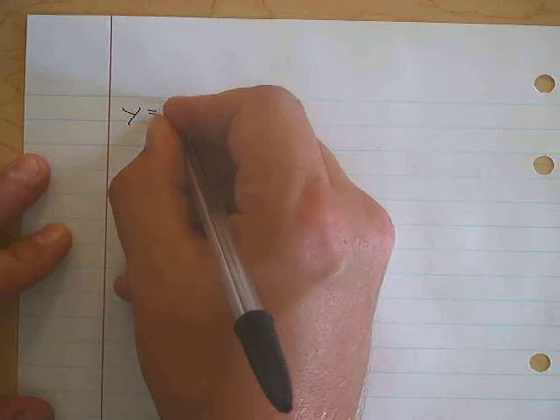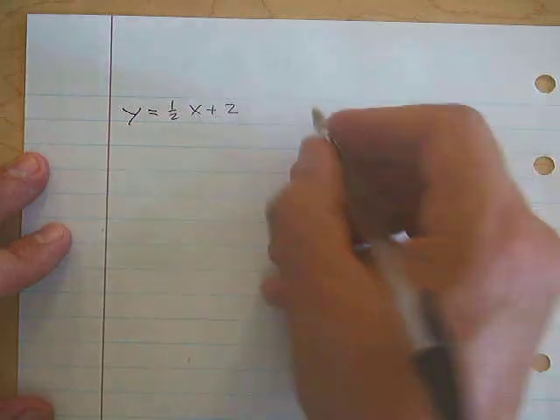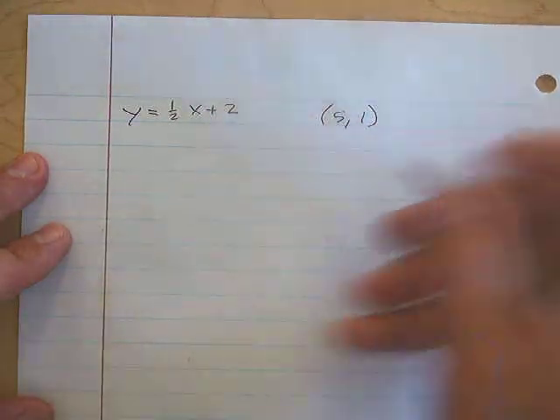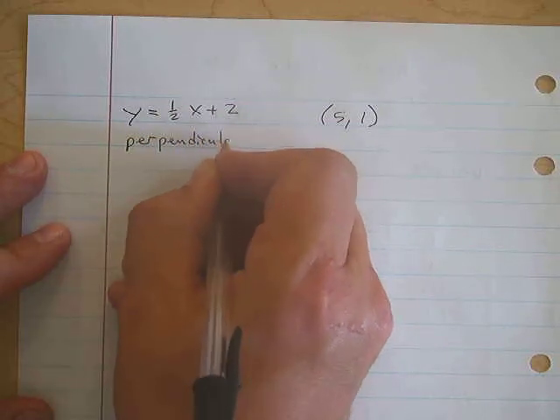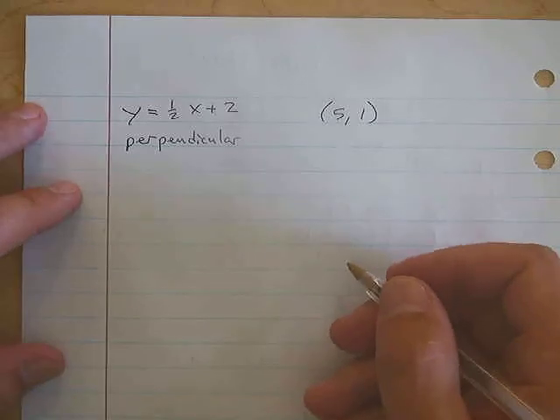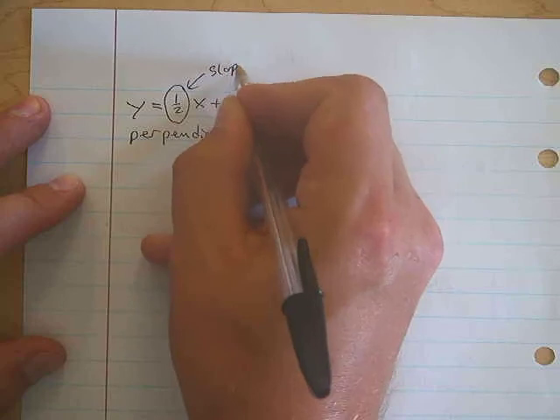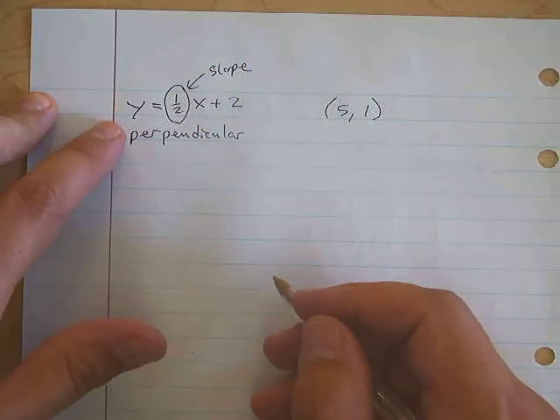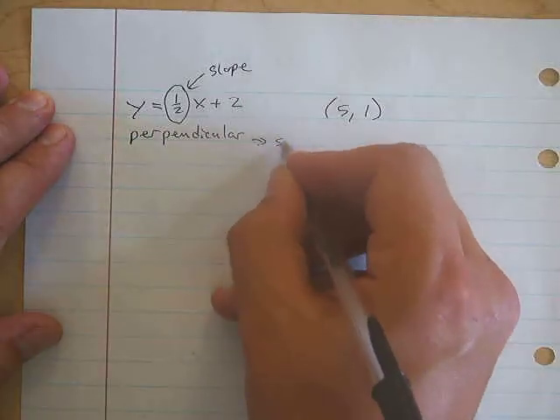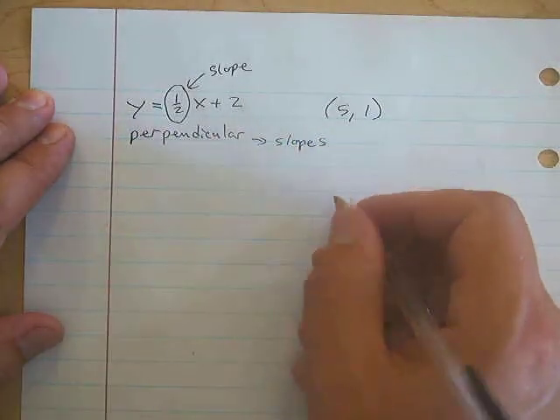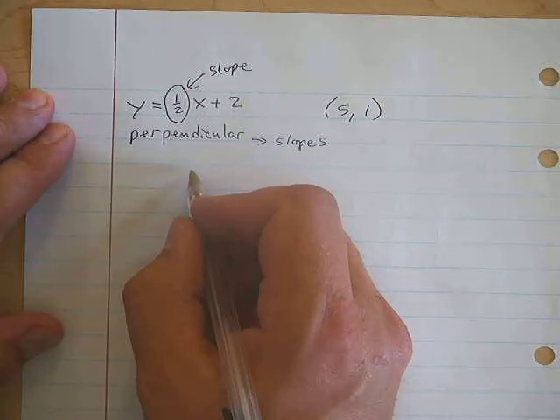Original equation on that sheet, remember the sheet right here, is the equation y equals 1/2 x plus 2, and our point was (5, 1). And we want to make something that is perpendicular. Okay, so remember our slope. 1/2 is our slope, right? Well, perpendicular equations don't have the same slope. They have opposite reciprocal slopes.